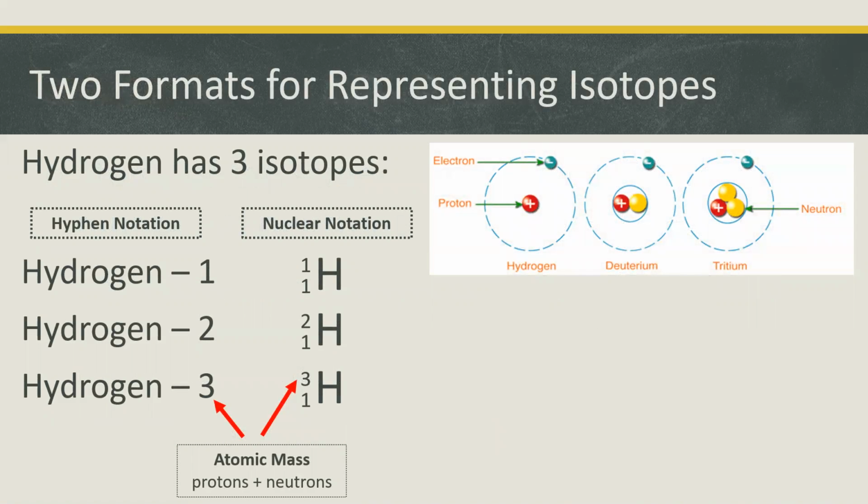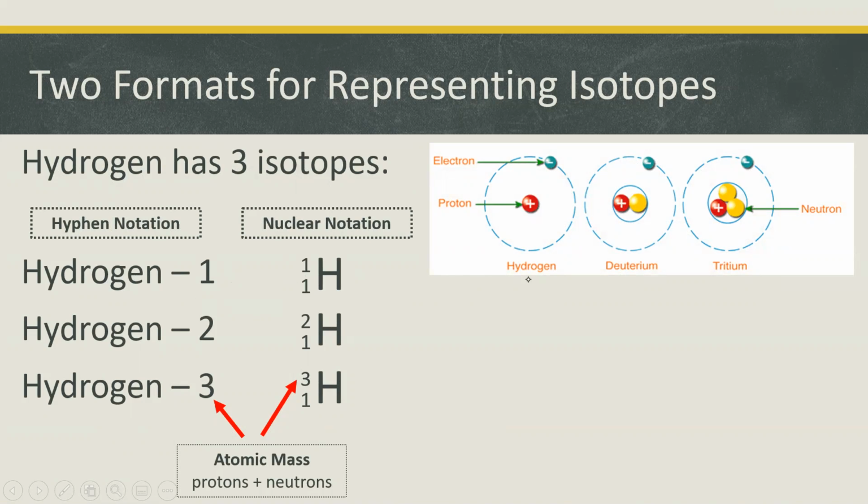So there's two formats for looking at an isotope, two different ways to write it. You can have hyphen notation or you can have nuclear notation. Either way is representing the same thing. In hyphen notation, you have the element's name and then you have a whole number. That whole number is representing the element's atomic mass, which is protons plus neutrons. In nuclear notation, you have the element's atomic symbol, and then to the left, there are two stacked numbers. The top number represents the atomic mass. The bottom number represents the atomic number.